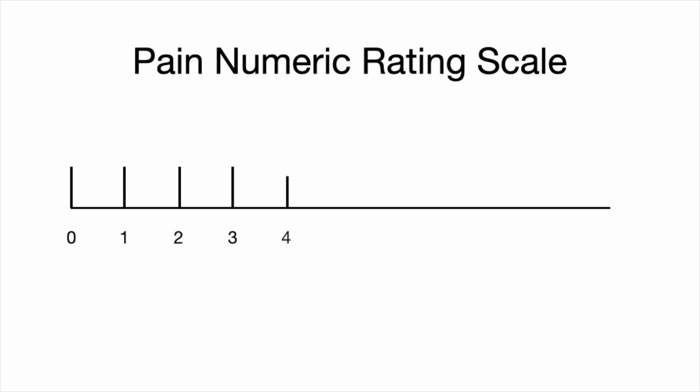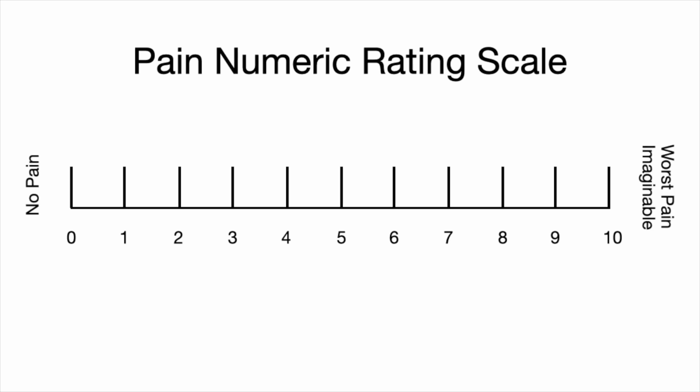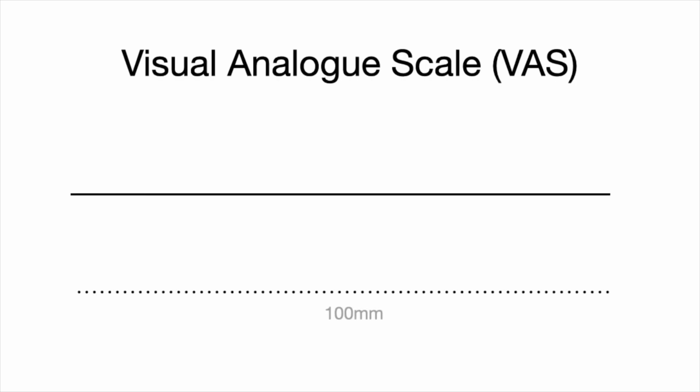This is simply a notional line divided into equal intervals between 0 and 10, with 0 representing no pain and 10 the worst pain imaginable. Respondents are asked which number best represents their pain. Similarly, the Visual Analog Scale, or the VAS, has a precisely drawn 100mm line with the left-hand side marked as no pain and the right-hand side marked as the worst pain imaginable.